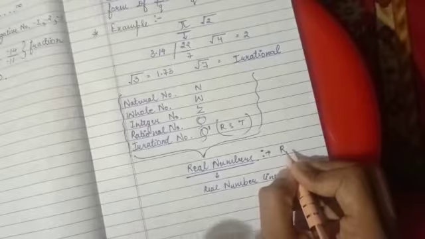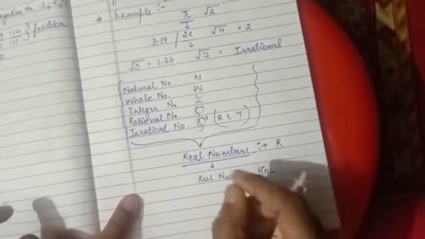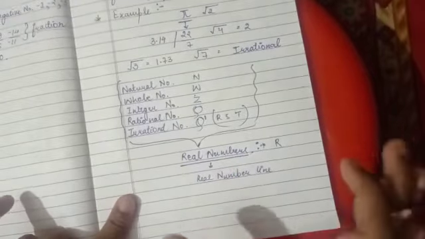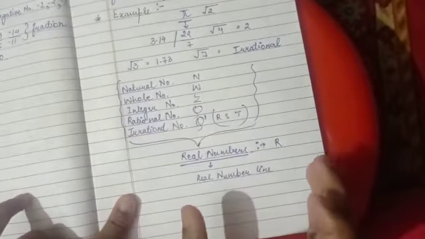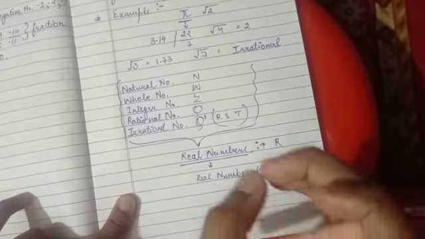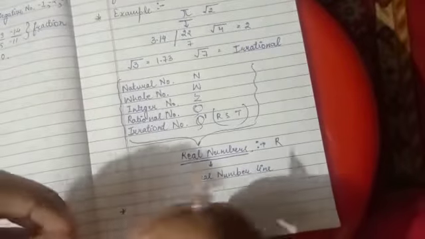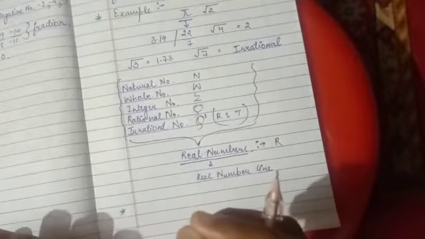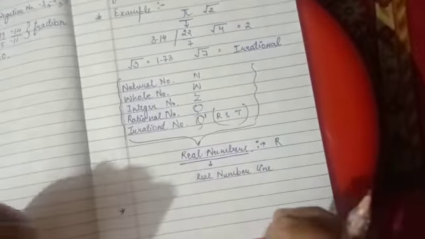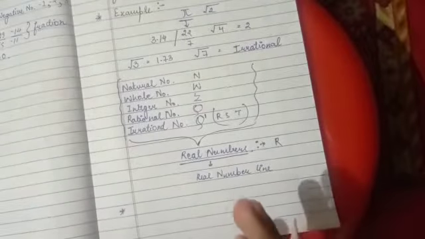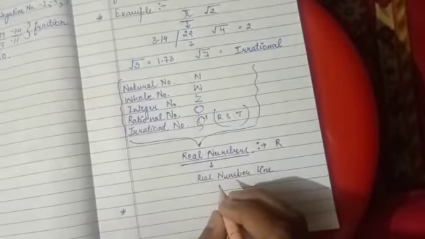Okay, so what is the exact definition of real numbers? Real numbers are those numbers which are the collection of rational numbers and irrational numbers. And we can say one more thing, that every real number is represented by a unique point. Every real number can be represented at a unique point on the number line. That's why we call the number line the real number line. So this is a very easy definition.